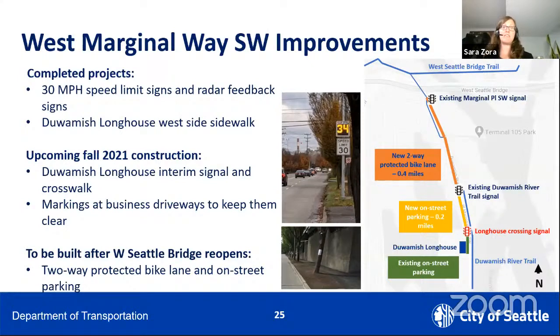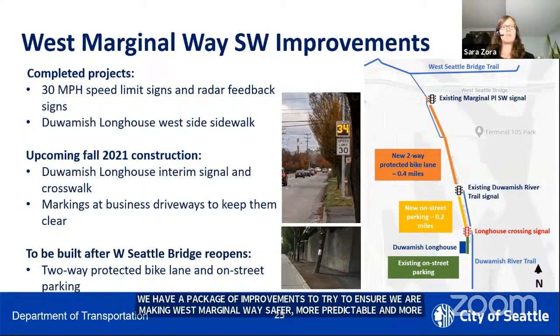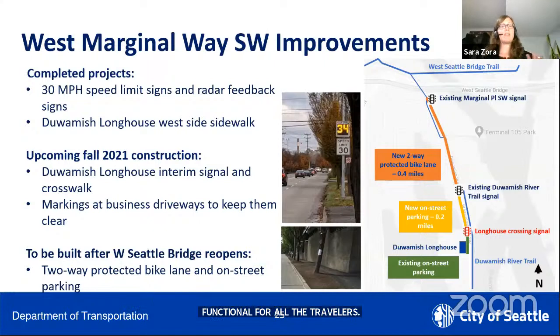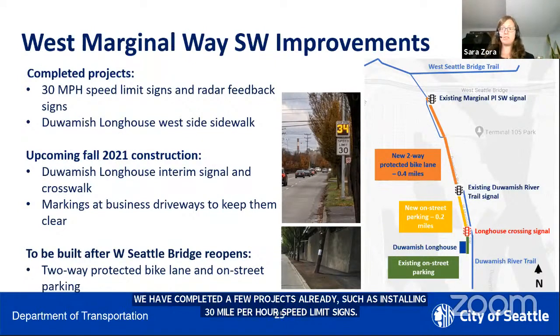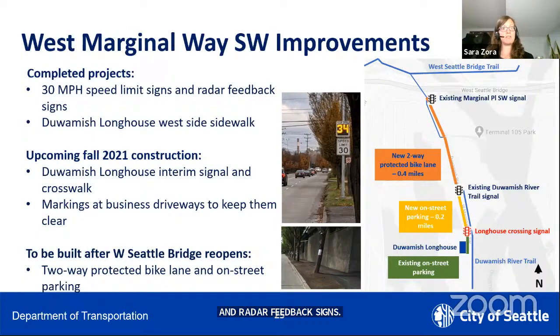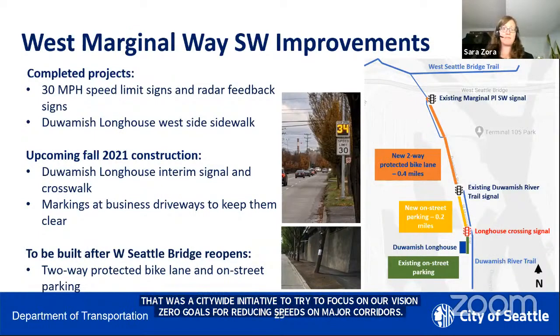We have completed a few projects already along the corridor, such as installing 30 miles per hour speed limit signs and radar feedback signs. That was a citywide initiative to really try to focus on our Vision Zero goals by reducing speeds on major corridors. We've also installed a west side sidewalk to really connect and provide better access to the Duwamish Longhouse.